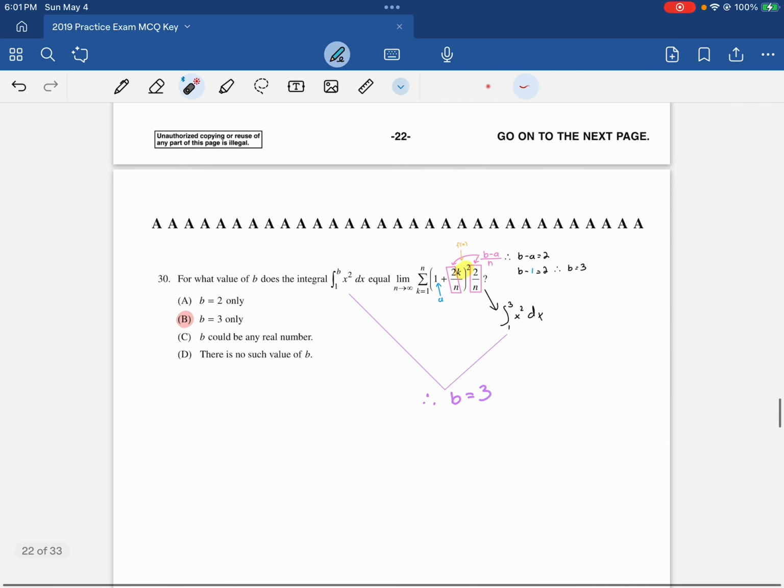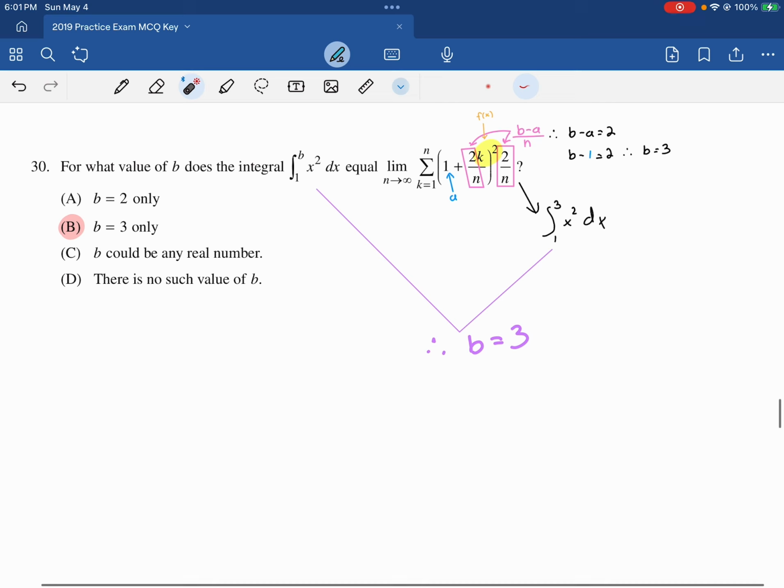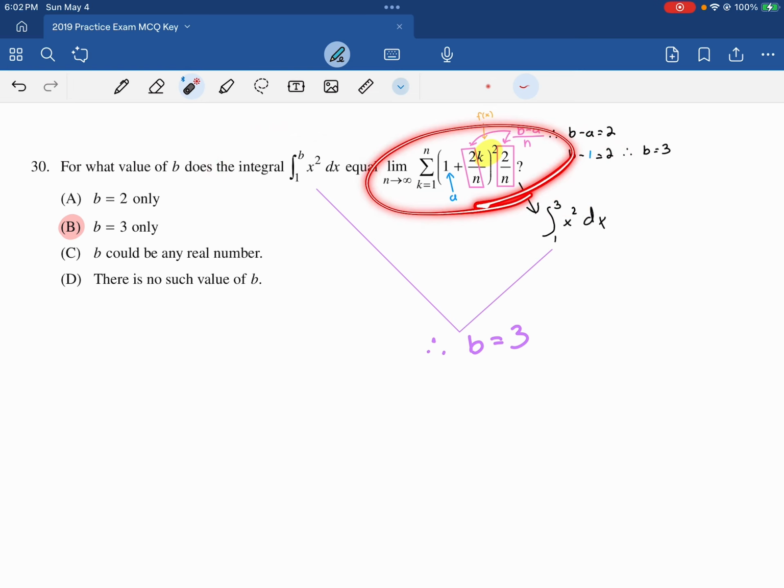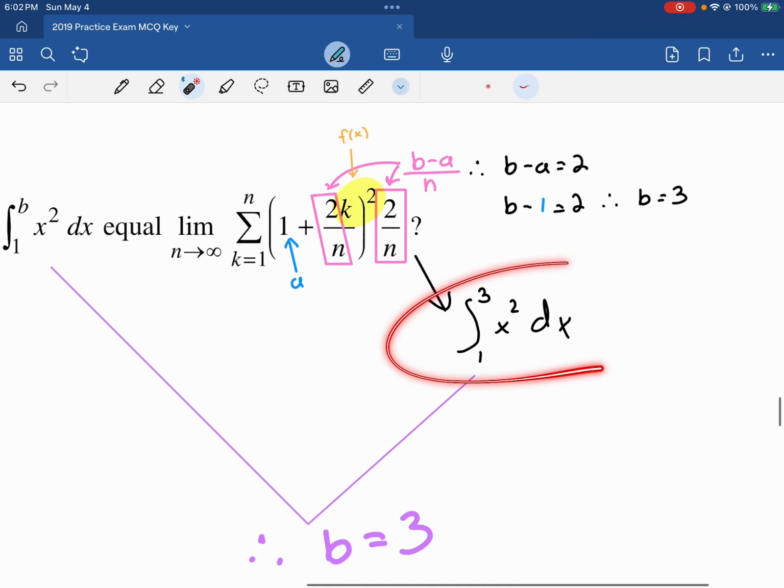Last one for the no calculator section. For what value of b does the integral from 1 to b of x squared dx equal the limit as n approaches infinity of the summation from k equals 1 to n of (1 plus 2k over n) quantity squared times 2 over n? This is another half-court shot problem. If you see this and get a bit scared, there's 2 things you need to remember. We worked with this when we derived what an integral is. This is a fancy way of writing an antiderivative, and it ends up being exactly this.